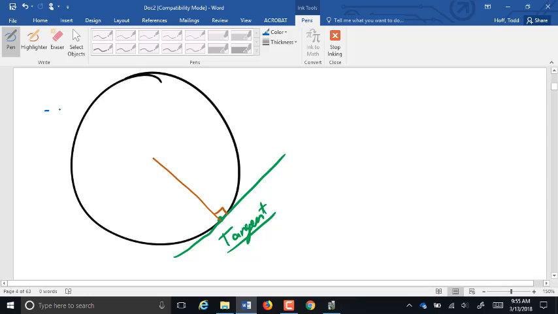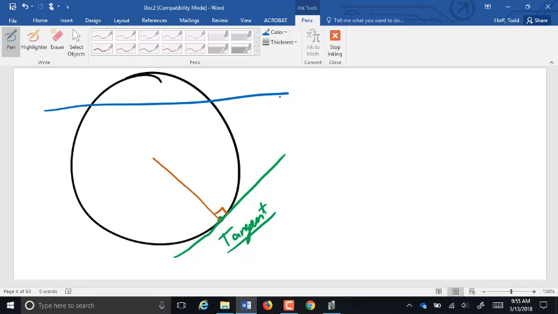Next, we have a line like this, a line or a segment that contains points both inside and outside the circle. That is called a secant.